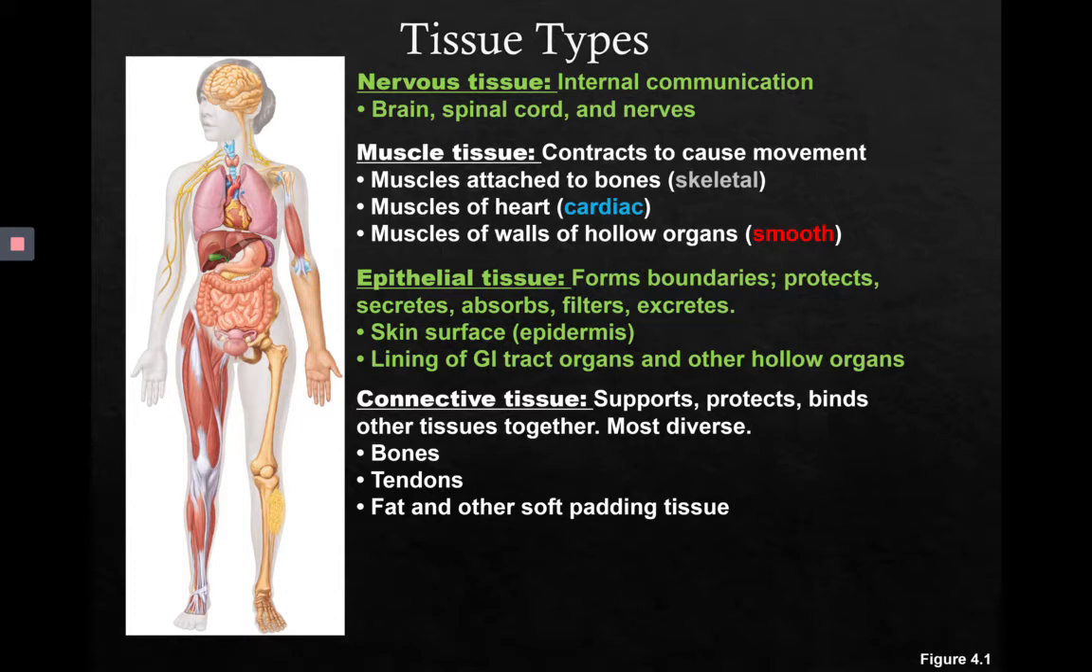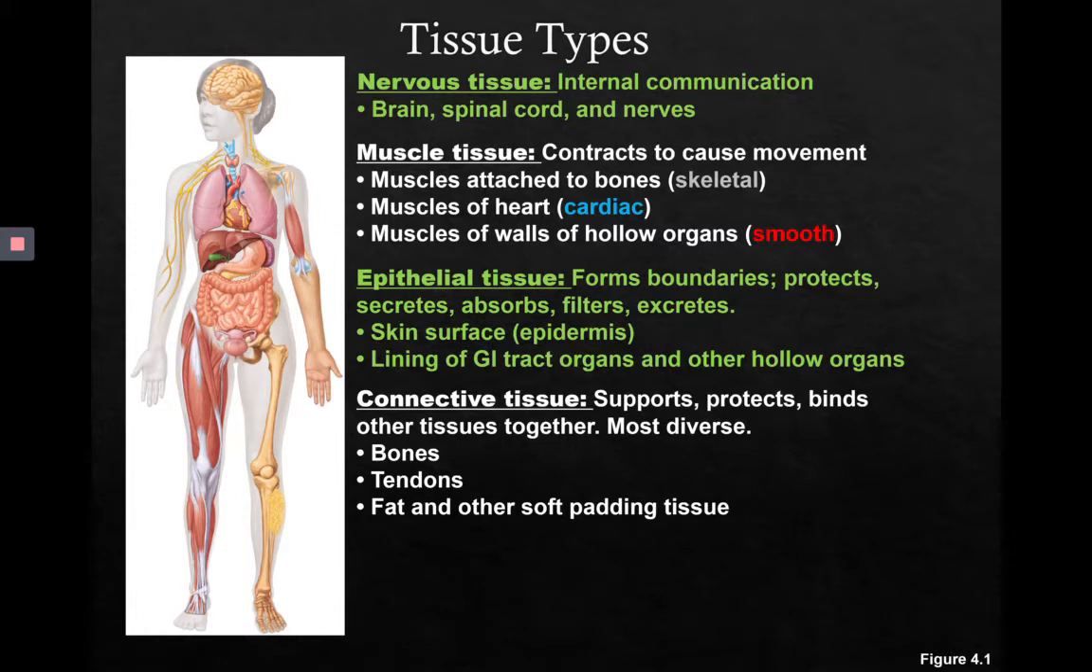What about muscle tissue? We know it allows for movement. The reason it allows for movement is because of contraction. There's actually tiny filaments inside muscles that slide past each other and cause that contraction, which causes movement. There's different types of muscle. There's skeletal muscle, cardiac muscle, and smooth muscle.